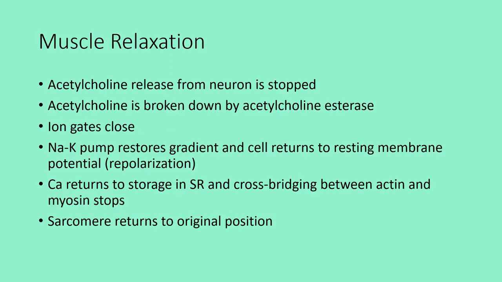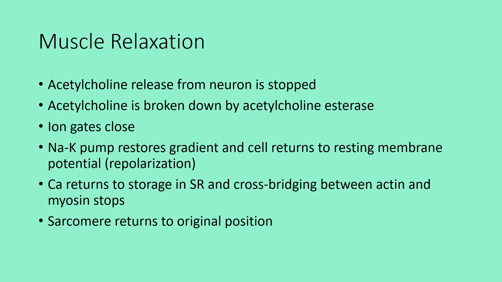For muscle relaxation, what's going to happen here? Well, the acetylcholine release from the neuron is stopped. Acetylcholine is going to be broken down by acetylcholine esterase. That's going to close those ion gates. Now you've got to restore. Remember, on the internal part of the cell, you had all that sodium coming in and it made it much more positive. You need to restore back to the way it was when the cell was at rest. You have to get it back negative.